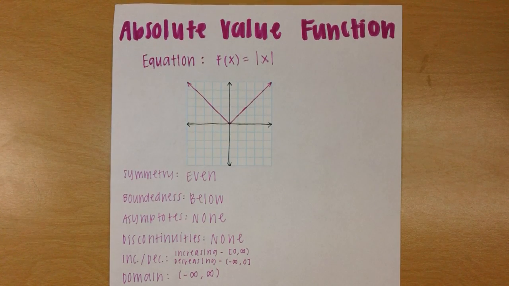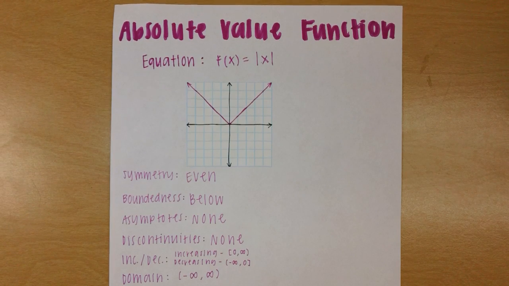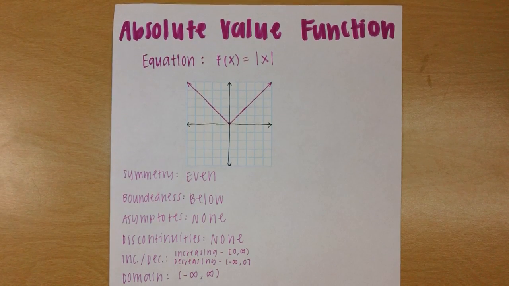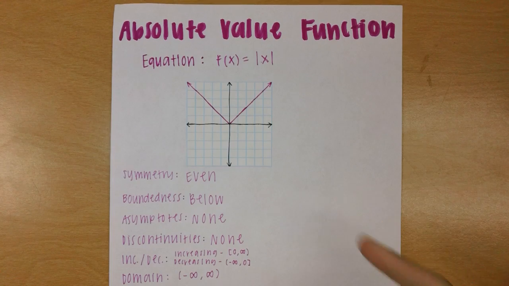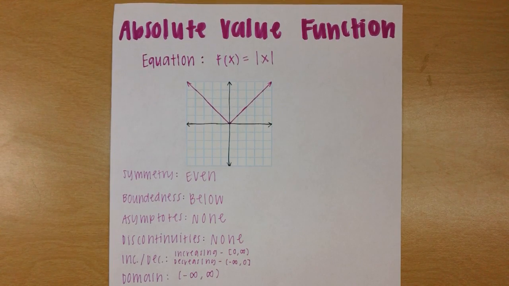This is an analysis of the absolute value parent function. The parent function is f of x equals the absolute value of x. And here you can see our beautifully drawn graph. The symmetry is even, it is bounded below, and there are no asymptotes or discontinuities. It's increasing from 0 to infinity and decreasing from negative infinity to 0. It has an absolute minimum of 0 at x equals 0.